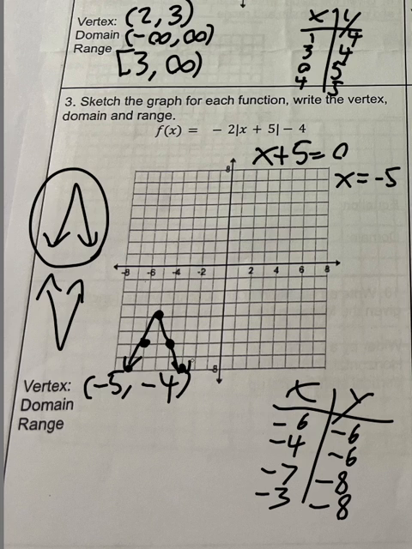So domain, that will still be all real numbers since it continues to infinities. And for range, that would be negative infinity, comma, negative 4, and that's in brackets since negative 4 is included. Alright?